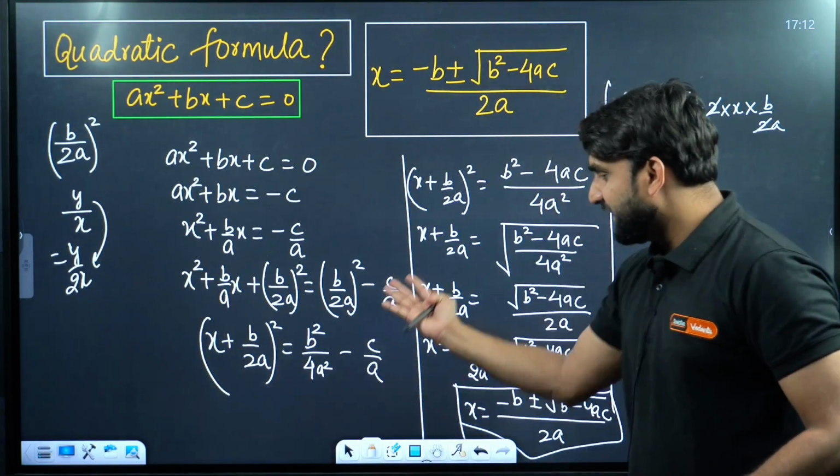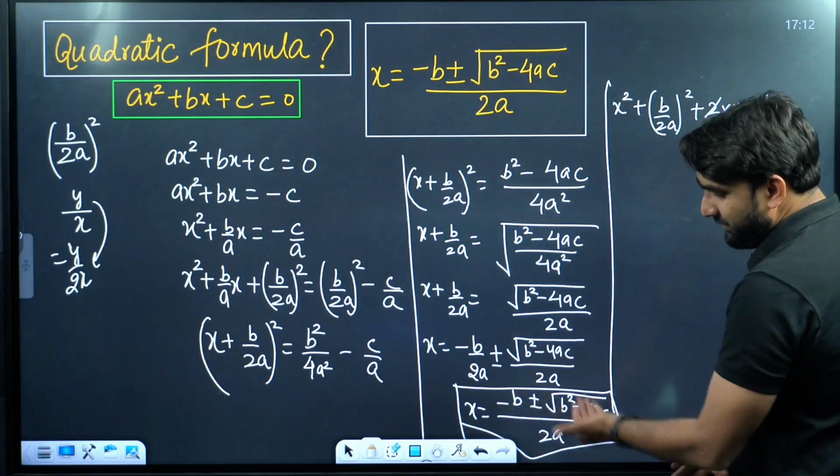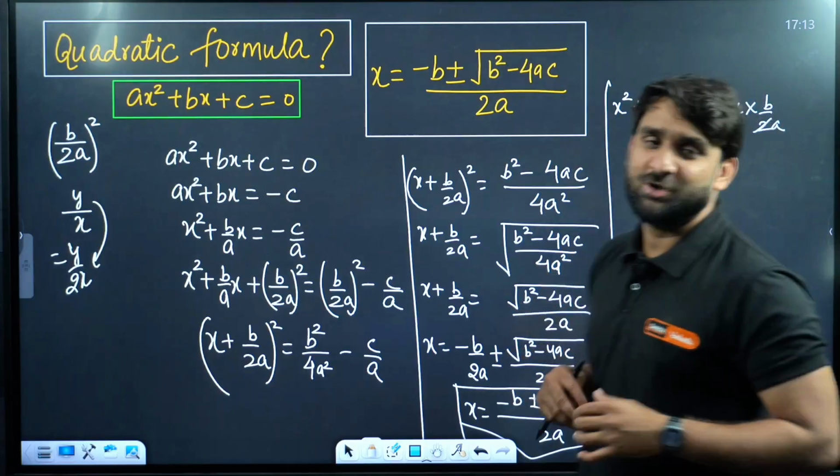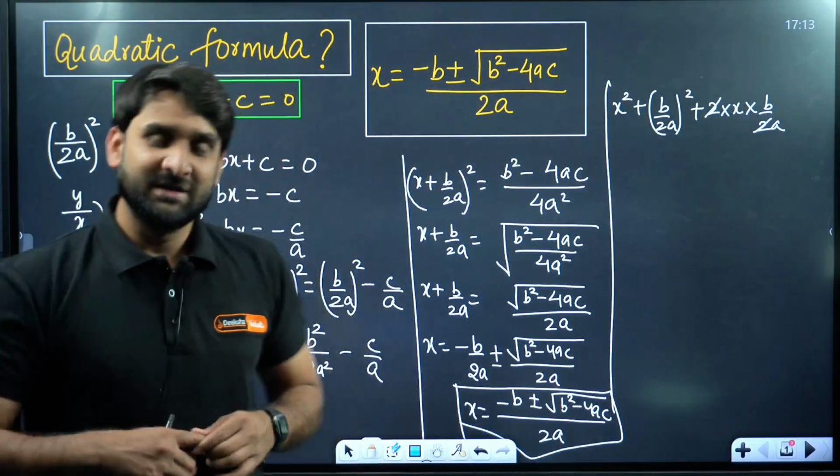And by doing the basic mathematical calculation, we get the formula x is equal to minus b plus minus under root b square minus 4ac by 2a. And this is the quadratic formula, everyone. I hope this is clear.